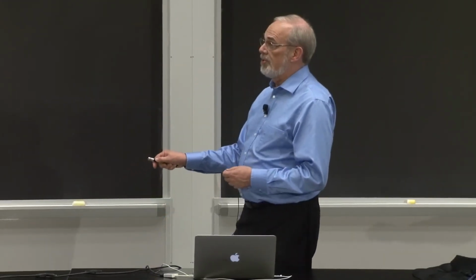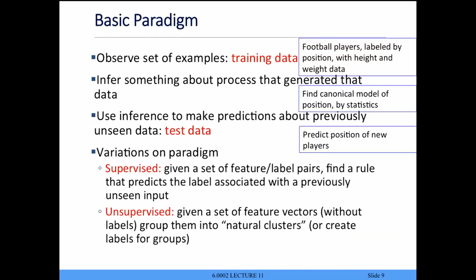The first one's called supervised learning. In that case, for every new example I give you as part of the training data, I have a label on it. I know the kind of thing it is. And what I'm going to do is look for how do I find a rule that would predict the label associated with unseen input based on those examples. It's supervised because I know what the labeling is.